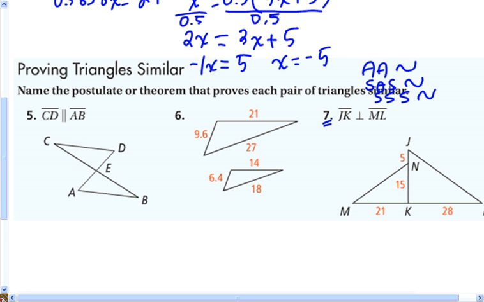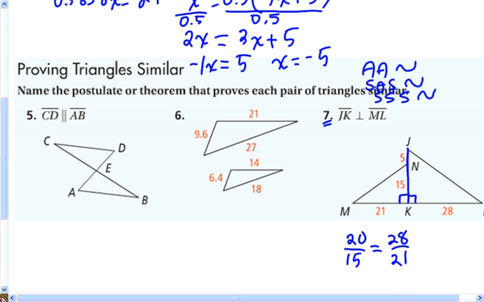We can see that JK is perpendicular to ML, so that gives us these 2 right angles there. And then if we use corresponding sides, JK, that length is 20. So if we compare that to the same leg on the smaller triangle, that would be 15, so 20 over 15. If that is equal to the ratio of the longer leg from the smaller triangle to the longer leg on the bigger triangle, which is 28 over 21, if that's true, then we can use side-angle-side similarity.